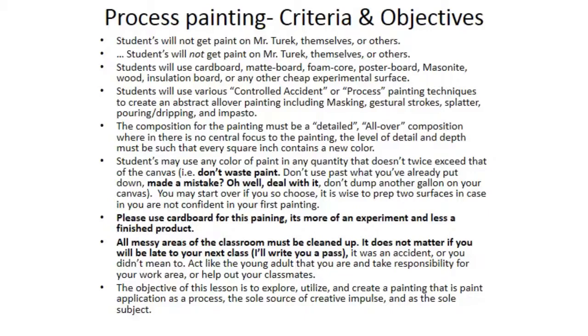I think I note towards the middle down here for this, the surface needs to be cardboard. The reason for this is because this project is more than likely just going to be an experiment, probably not your favorite painting or one that's going to turn out real well. I'm going to force you to use all 5 main categories that I sort of categorize process painting into, and they all involve sort of just simple processes: masking, gestural strokes, splatter, pouring, dripping, impasto.